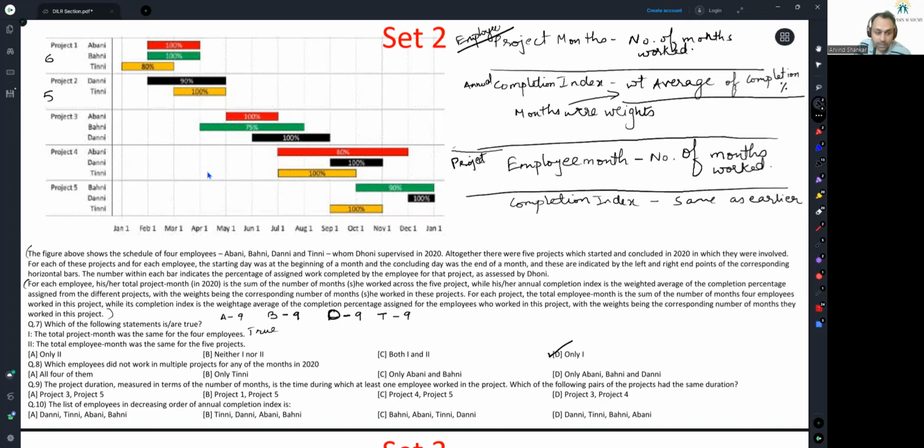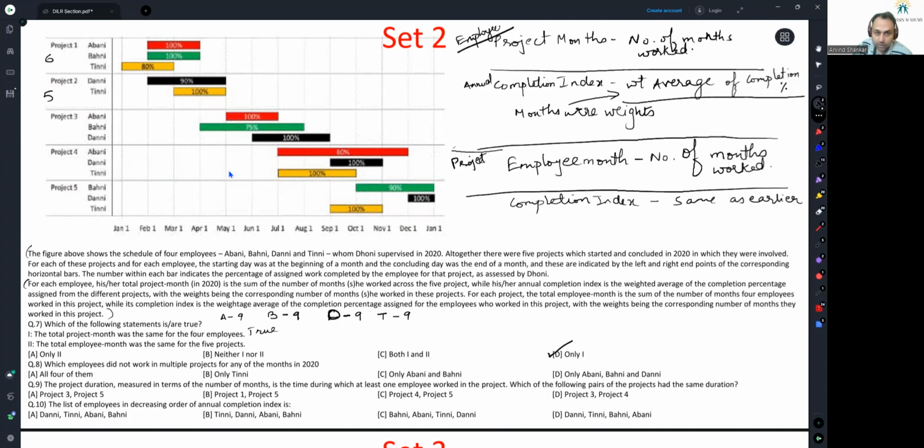Next one now. Which employees did not work in multiple projects for any of the months in 2020? Basically, what this question is asking is, if the red columns are overlapping in any range, or the green columns are overlapping in any range, or the black columns are overlapping in any range, or if the yellow columns are overlapping in any range. Because red, green, black, and yellow correspond to the 4 employees. Red ones, can you see? There is no overlap.